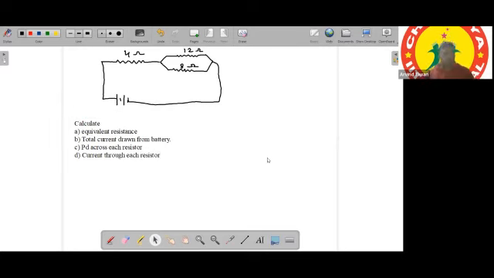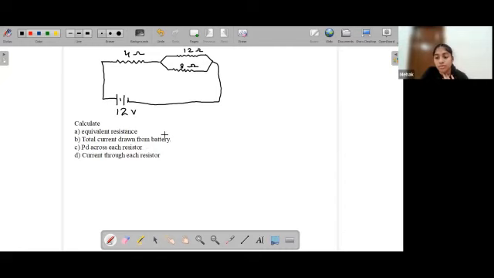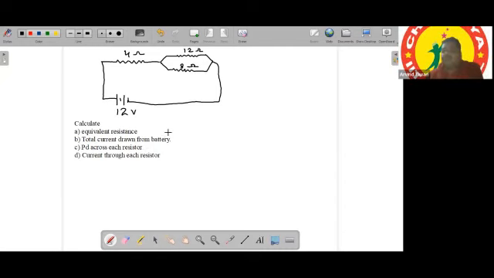We are given, let us suppose we have a battery of 12 volt, right? So who has obtained the answer for the equivalent resistance? I think everyone should have obtained the value for equivalent resistance. Mehak, what is the value you are getting for equivalent resistance? 4.20. Okay, how have you computed that?